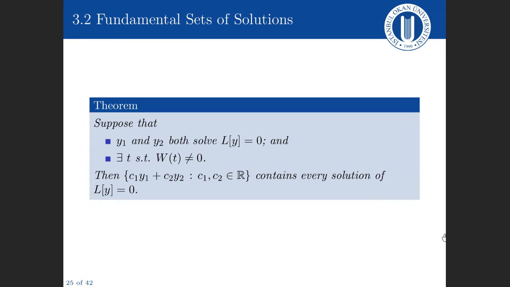And the key theorem is, suppose we have two solutions, y1 and y2. Let's suppose they both solve our second order linear differential equation. And suppose that the Wronskian at time t is not equal to 0 for some t. In other words, at least at one point the Wronskian is not equal to 0. The Wronskian doesn't have to be non-zero everywhere, it just needs to be non-zero at at least one point. Then the set containing c1 y1 plus c2 y2 contains every solution of the differential equation.